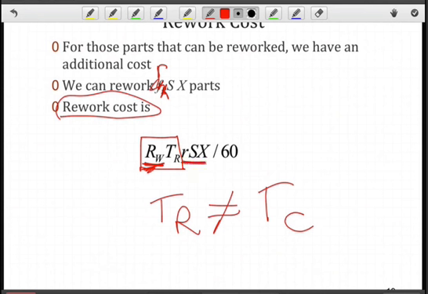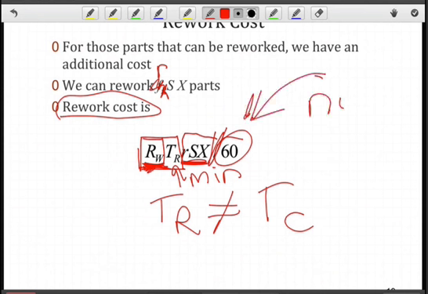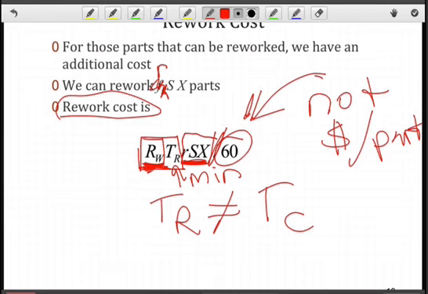So we take the time times our wage rate, which we had from before, and then we're going to multiply by the number of parts that are going through that, and of course we need 60 because R sub W is per hour, T sub R is in minutes, right? So dividing through by 60 will ensure that we have consistency in units. So now I've got my cost for putting through RSX. Note that this is not cost per part. Okay, so don't confuse that because we're saying that we're putting through RSX parts. We haven't got to the cost per part.